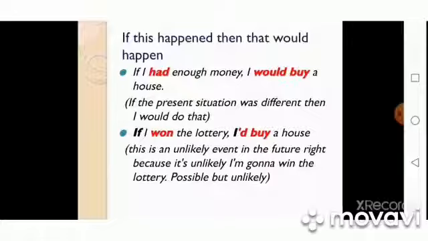Now, this is an unlikely event in the future, right? Because it's unlikely I'm going to win the lottery. Possible, but unlikely. Before we keep going with the other ways to use the second conditional, let's spend a little bit of time focusing on what it looks like.